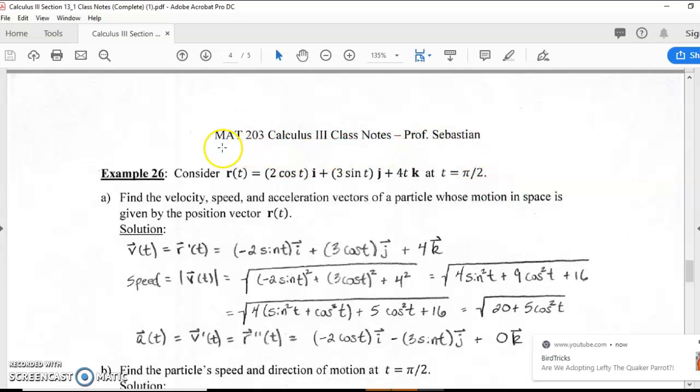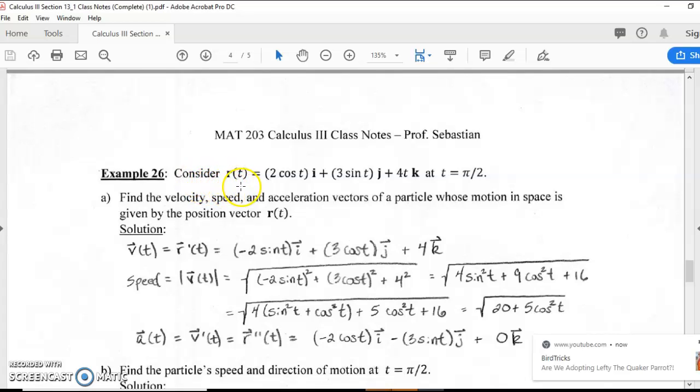Okay, hi again everyone. Here we are back with our Calculus 3 class notes, and I'm working up towards example 26. We're on page 27. I'm calling this video example 26D because we worked up towards it. So finally here we are, example 26.